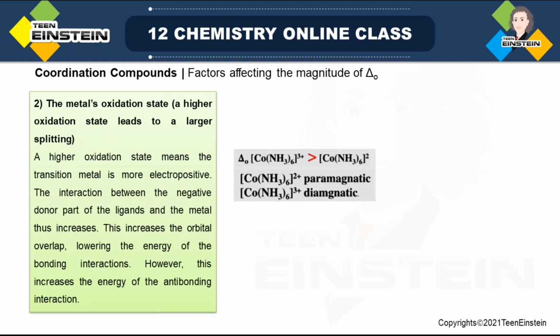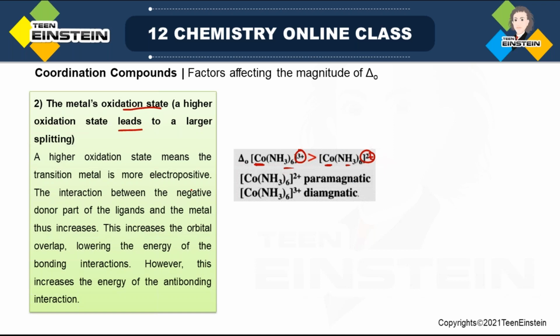Now the second factor on which del O value is dependent, now it is related to metal, and it is metal's oxidation state. Remember, a higher oxidation state always leads to larger splitting. Now see, we have kept metal same, ligand same, and both are octahedral. Obviously we are discussing about octahedral, it has nothing to do with tetrahedral, fine. Only oxidation state is different. 3 plus, 2 plus. Okay.